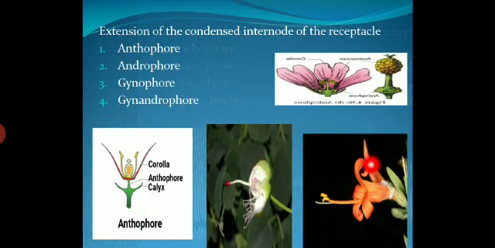The last one, the gynandrophore. The gynandrophore is the unified internodal elongation, first between corolla and androecium, and second between androecium and gynoecium. For example, Gynandropsis.